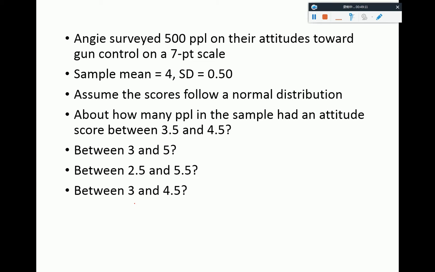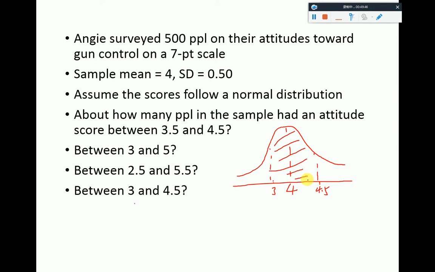Now, you should be rather familiar with the procedure, right? So here's the distribution, and the mean is 4, standard deviation is 0.5. So we say, well, where's 3? 3 is about here, okay? And if 3 is here, then 4.5 is about here. So it looks like these will be the boundaries, and this will be the area that represents the probability of finding any value that's greater than 3 but smaller than 4.5.